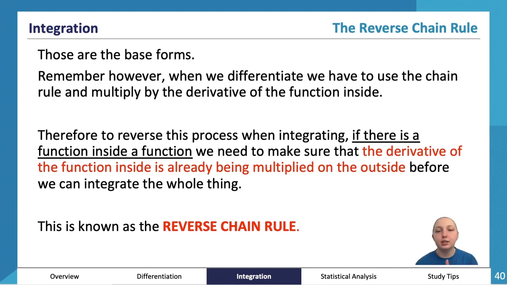Therefore, to reverse this process when we're integrating, if there's a function inside the function, we need to make sure that the derivative of the function inside is already being multiplied on the outside before we can integrate the whole thing, which is called the reverse chain rule. Now, this sounds really complicated, but I will show you what this means with a few examples later on. Essentially, whatever the function inside is, we have to make sure that its derivative is already being multiplied on the outside. That sounds super complicated, but we will look at examples, so don't stress.